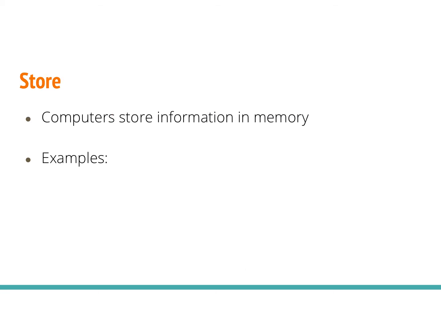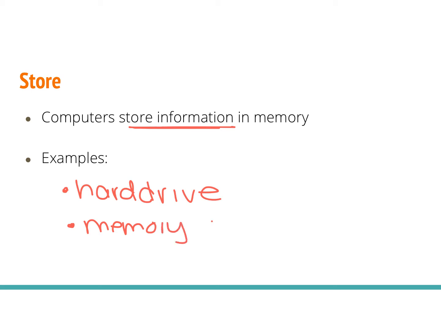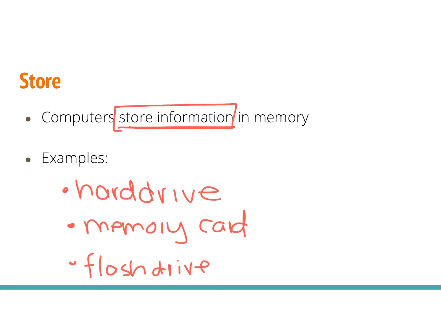Now, thirdly, all computers can store information in memory. And there's a lot of different types of memory that you might have. Some of you might store information using the hard drive on your computer. You might store information using a memory card on your phone. You might store information using a flash drive. But all computers can in some way store the information that they're given. So there's a lot of different ways that they can store that information, but it's so that information can be used later on.